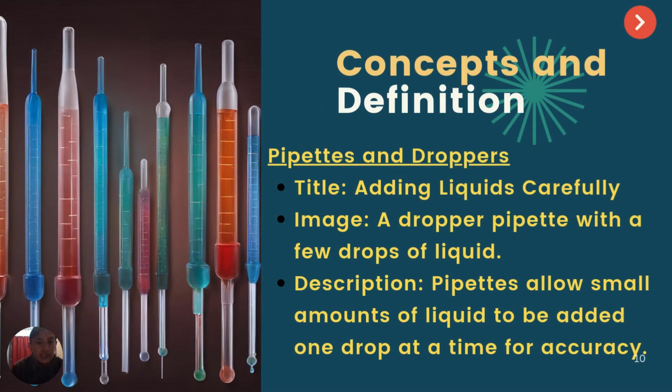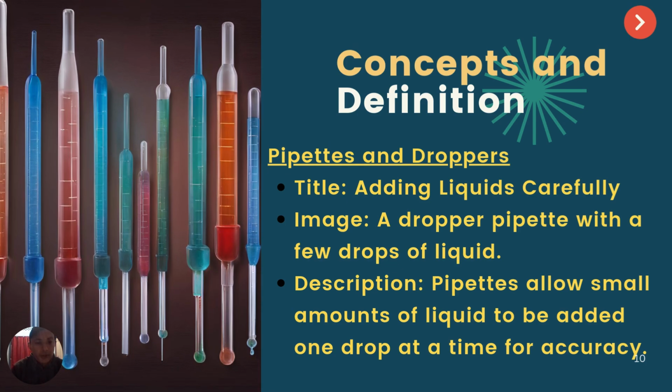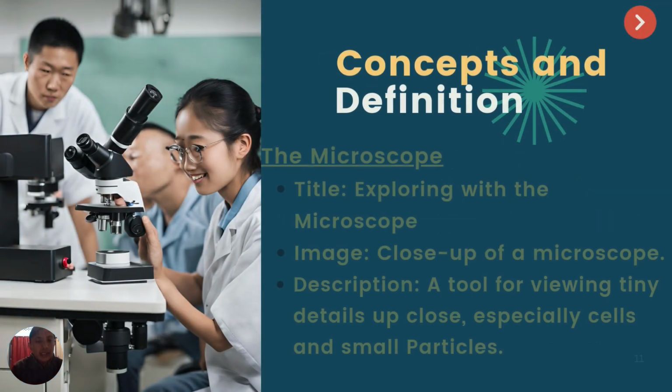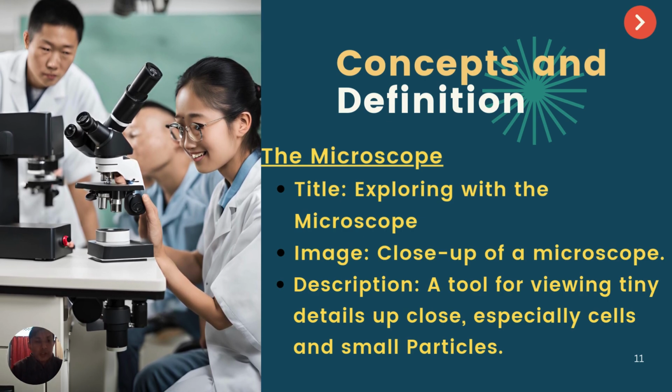Now, after this, please check the pipette. We call them pipettes and droppers, and they are used for adding liquids carefully. Pipettes allow small amounts of liquid to be added, one drop at a time, for accuracy. Now let's have a microscope, as we say, microscopic view. The function of the microscope is that it helps to magnify minute objects, so we call it a microscope. Now we need this for different works too.